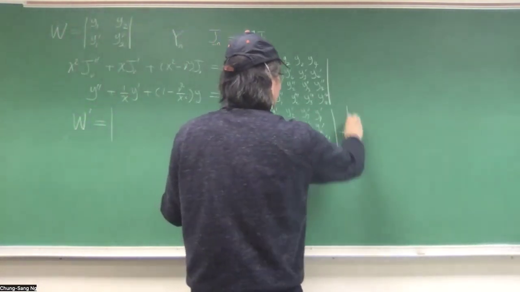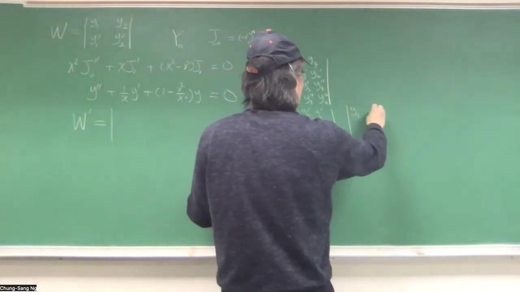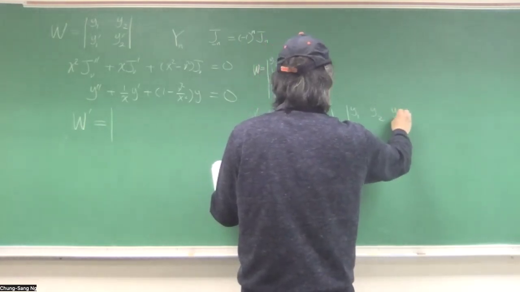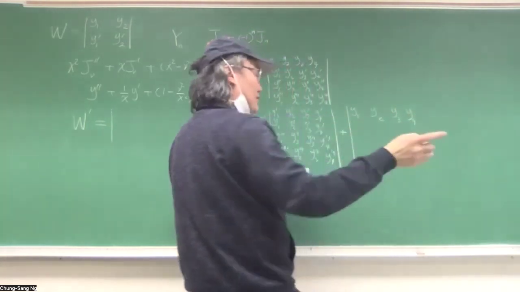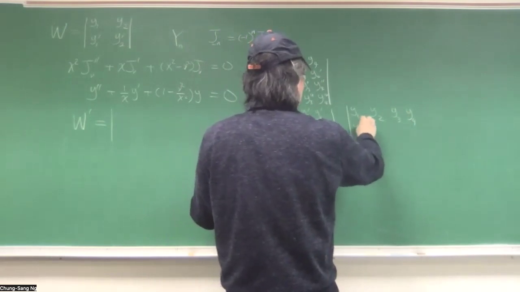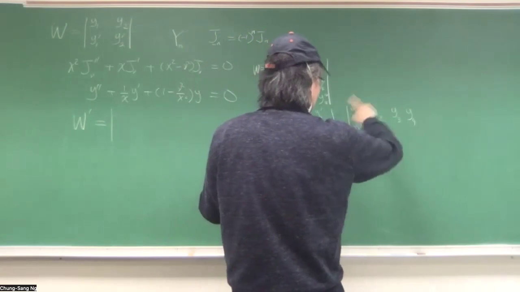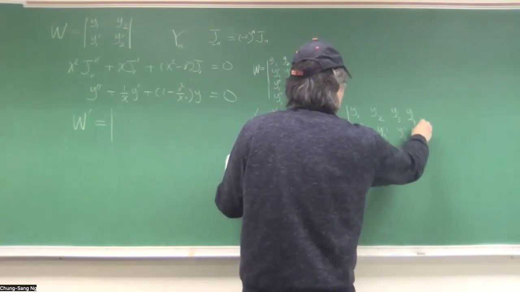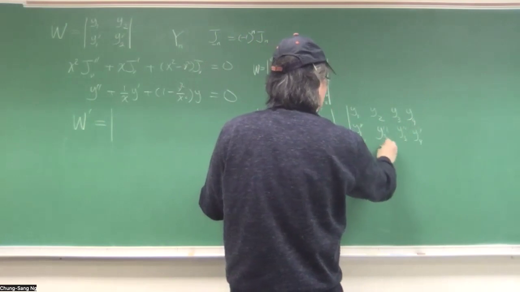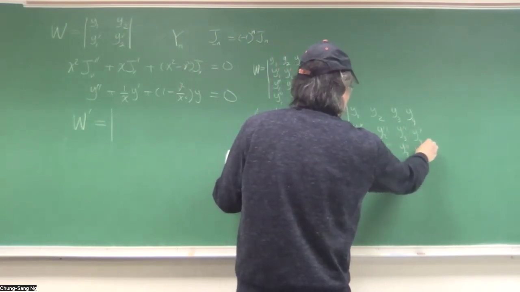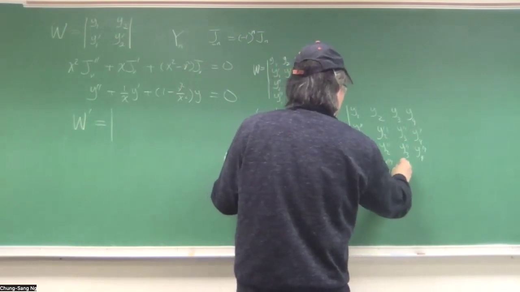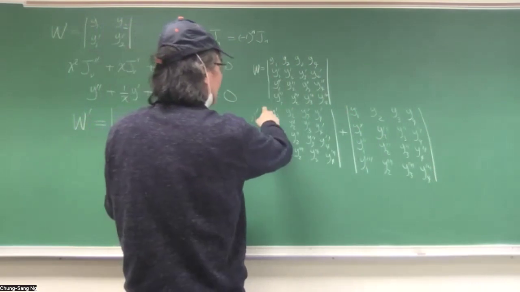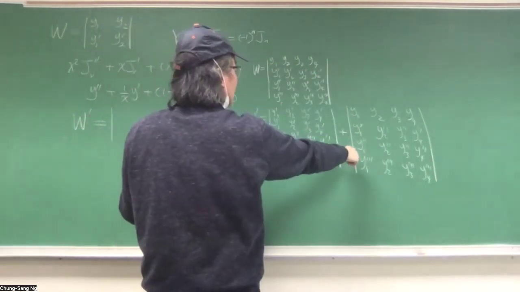Because this is the first term, then you write down the second term. I'm writing it once to show the principle, but once you do it once, you don't need to write that many terms. That's the second term, right? The first term takes the derivative of the first row, the second term takes the derivative of the second row.